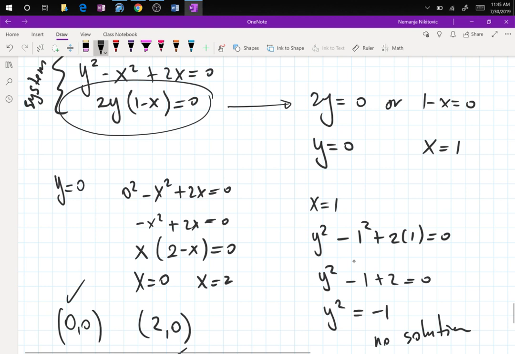You have negative x squared plus 2x. Factor out x. You get 2 minus x. x is 0, x is 2. When x is 0 and y is 0, so (0, 0), plug that in here, we get 2 times 0. Oh no, (0, 0) works. Holy nightmare. (0, 0) works.